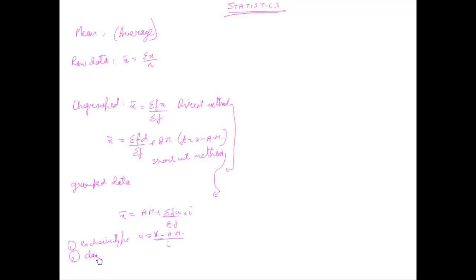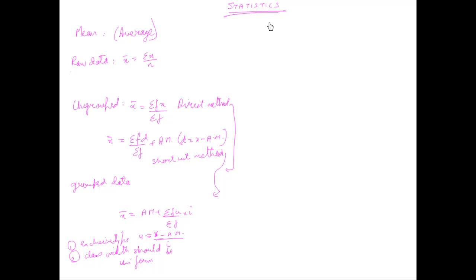The value of i, which is class width, should be uniform. For example, if it's 0 to 10, 10 to 20, 20 to 30, its class width is 10 every time, children. But if it's 0 to 10, 10 to 15, 15 to 25, that's 10, 5, it's varying class width, then you cannot use the step deviation method, children. In that case, you can use either direct method or shortcut method, children.